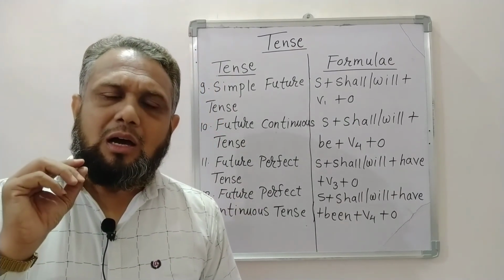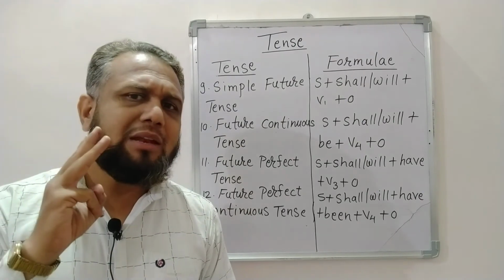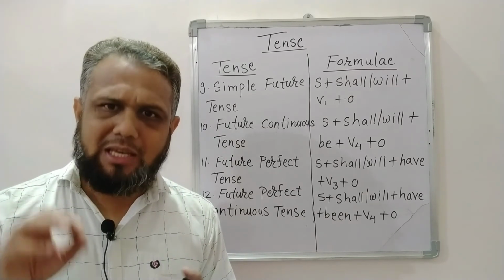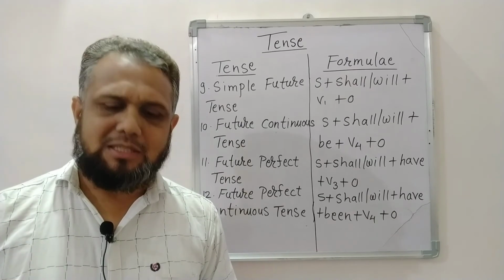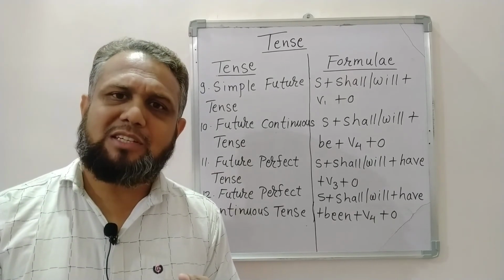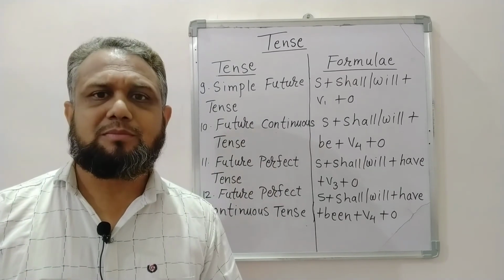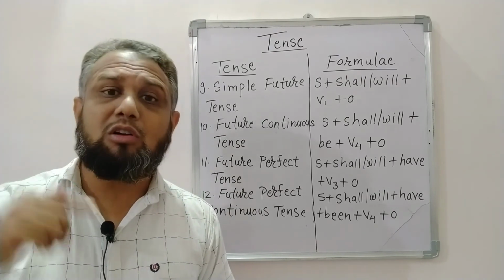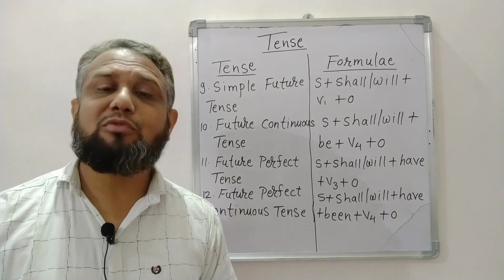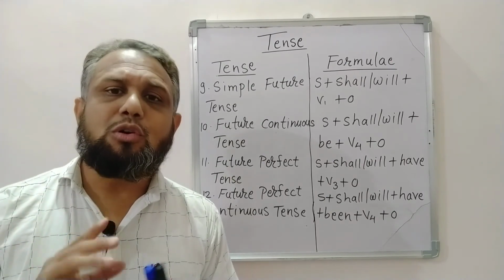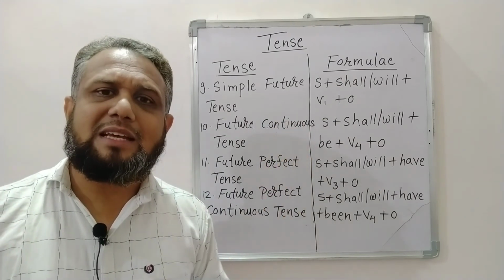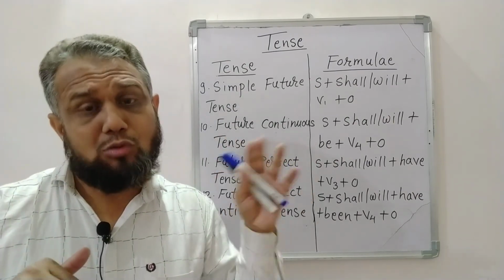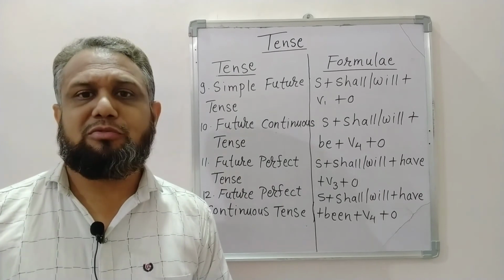So I want to tell you that there are main three tenses. The present tense tells us about the action which is happening in the present. The past tense tells us about the action which has already happened in the past, and the future tense tells us about the action which is going to happen or which will happen in the near future. So all these three tenses tell us about actions which happen or have already happened in present, past or future.